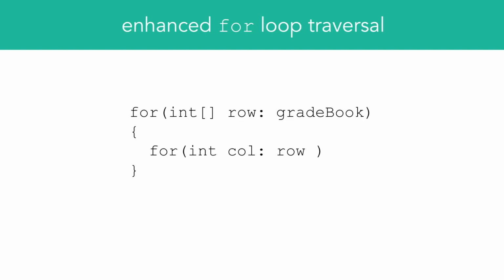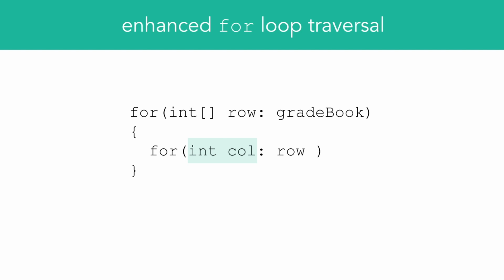We can also write 2D array traversals using enhanced for loops. The outer loop of the enhanced loop needs to be an array data type so as to access each array within the 2D array. The inner loop needs to be the data type of the element of the array that is being accessed. In this case, because the 2D array stores integer values, the inner loop should be initialized to an integer value.